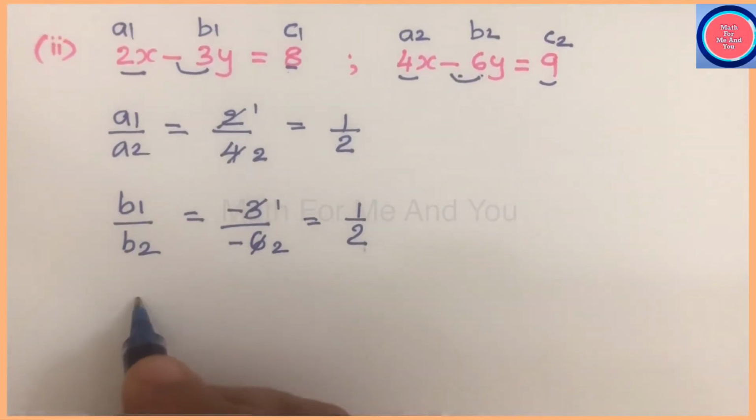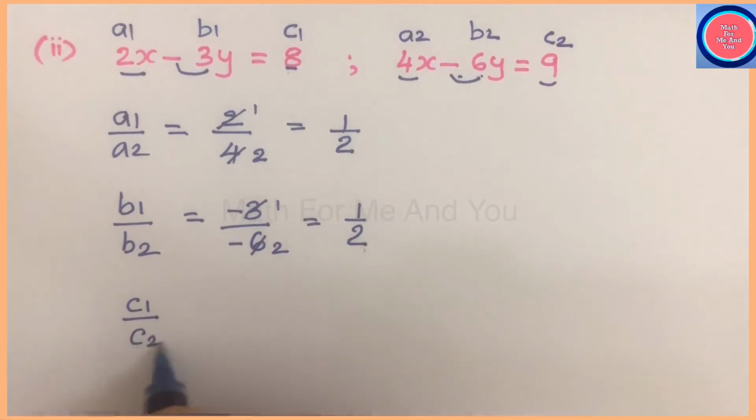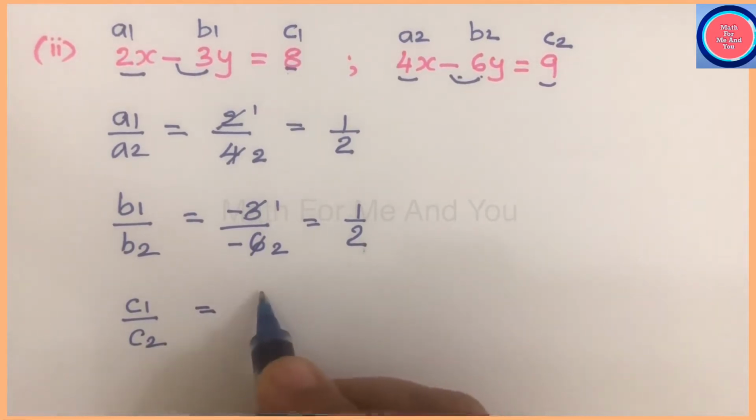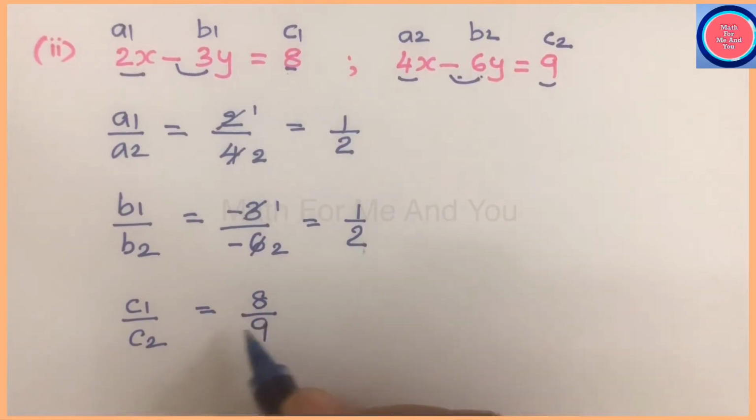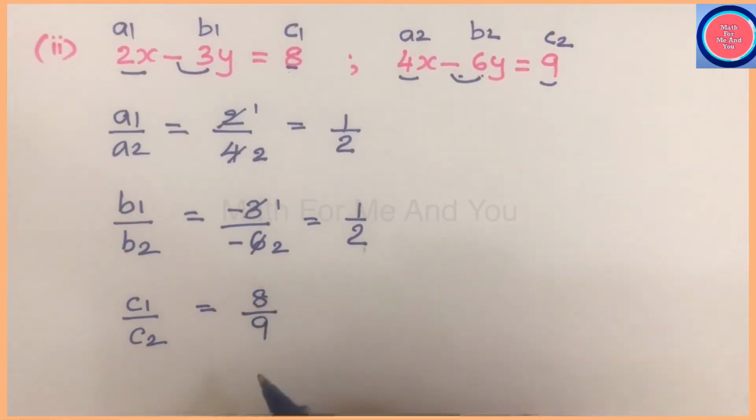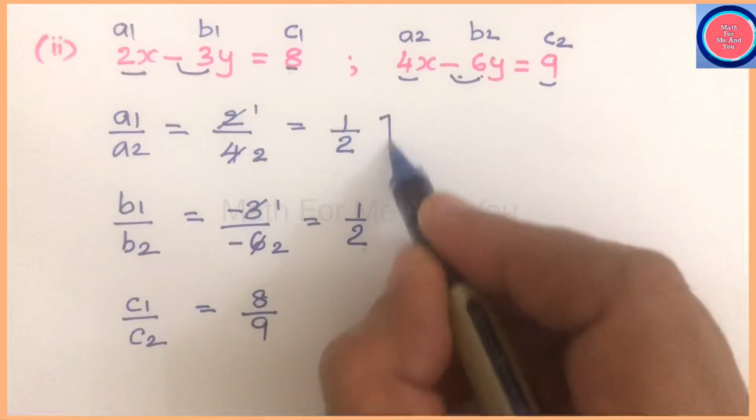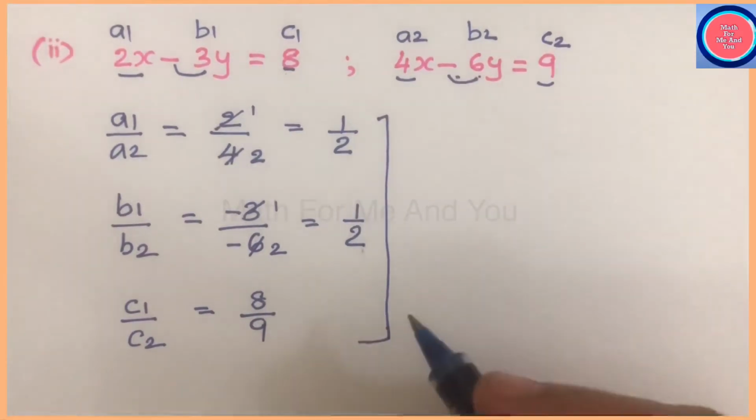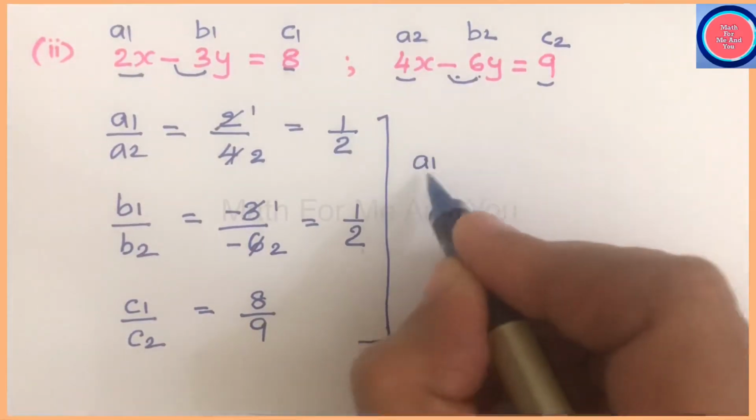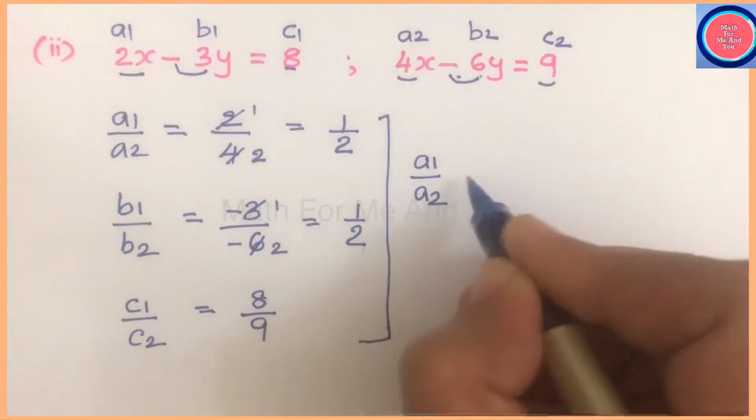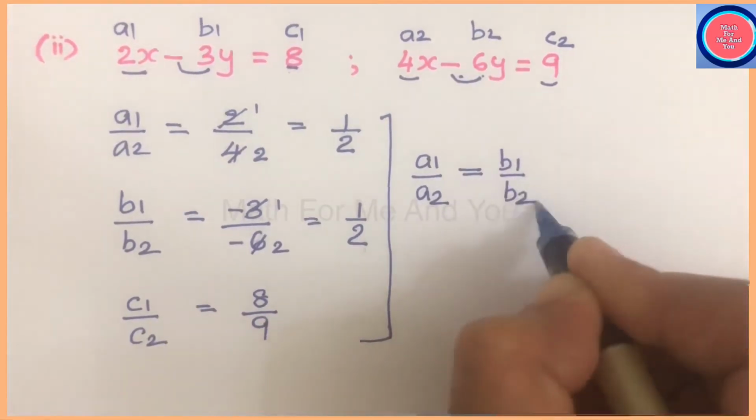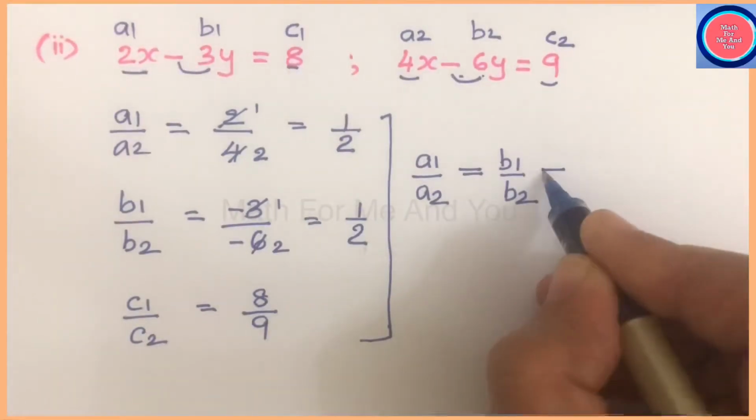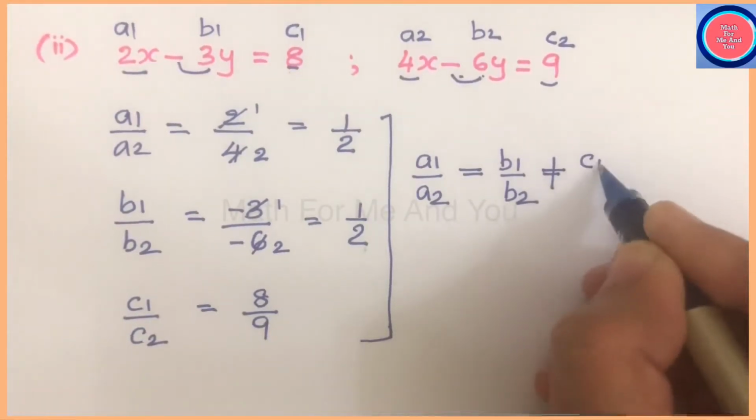Next, c1 by c2. What is c1? 8, and c2 is 9. Is there any common number? No, we cannot cancel, so we write it the same. Then when we compare, we get a1 by a2 is equal to b1 by b2, but it is not equal to c1 by c2.